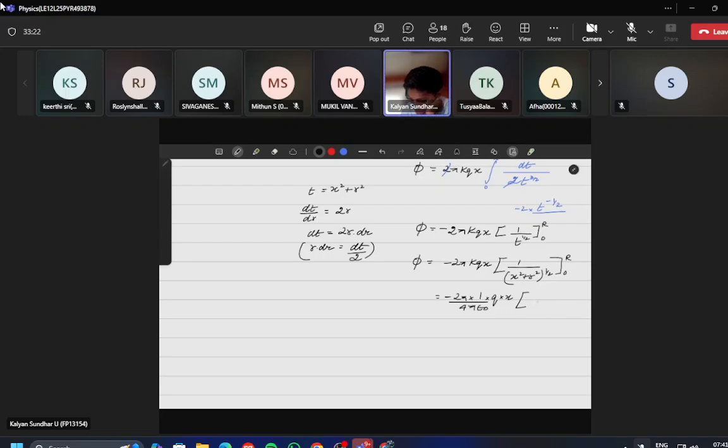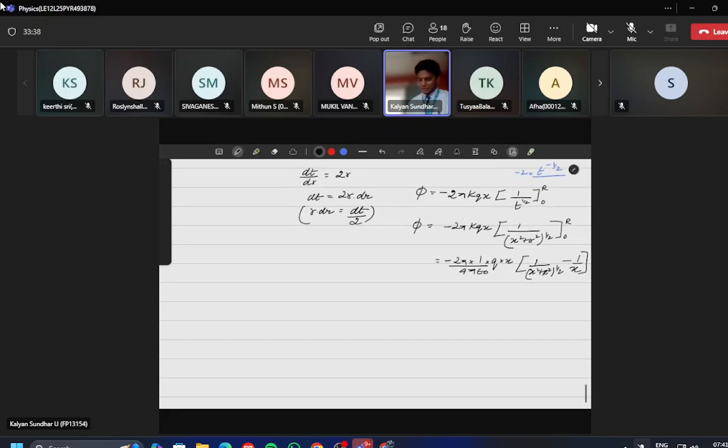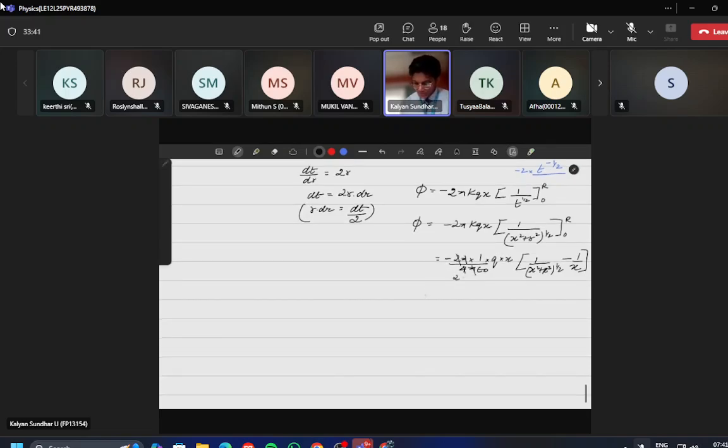Wait, keep the minus outside. Upper limit minus lower limit: 1 by x square plus capital R square whole power 1 by 2, minus 1 by x. Correct? The x root cancels, so only 1 by x. Taking the minus inside, the pi cancels here. This will be 2. So your flux through a disk will be q x divided by 2 epsilon naught into 1 by x minus 1 by x square plus r square to the power 1 by 2.